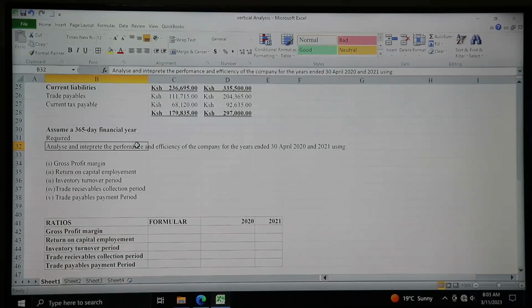So the return on capital employed, that is what we say, return on capital. You can say the profit before interest and tax over the equity employed. This equity equals the long-term liabilities, then multiply by 100.